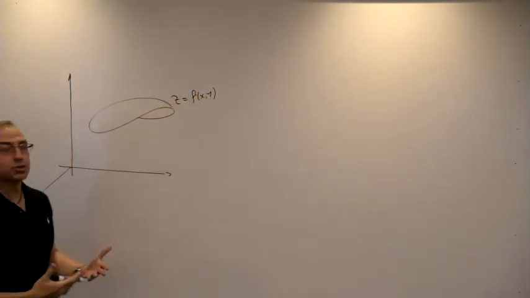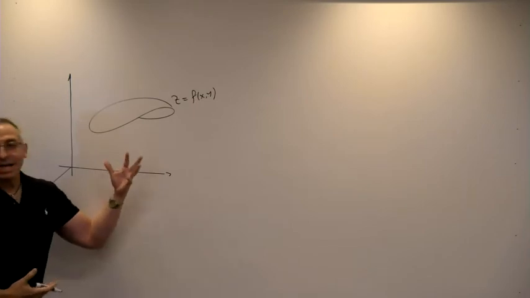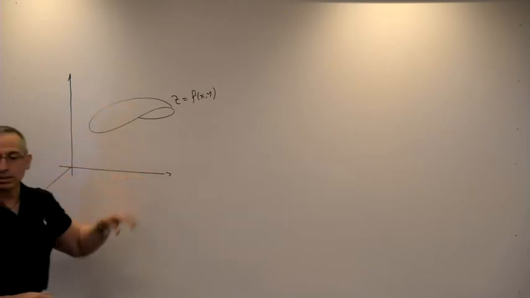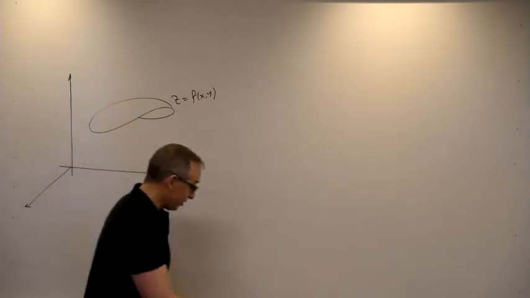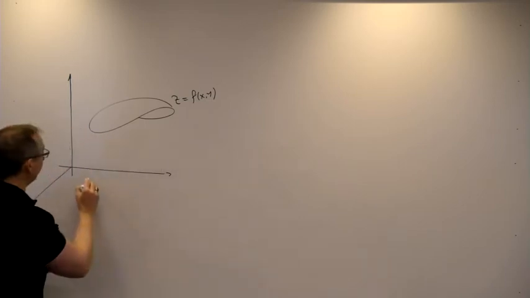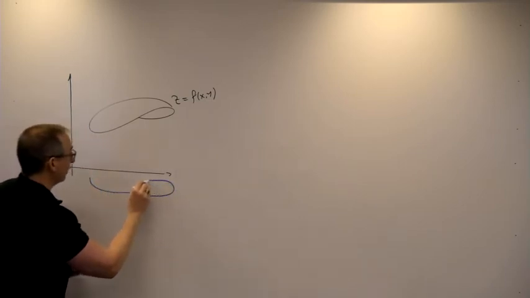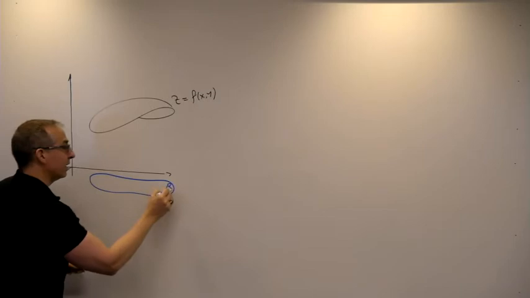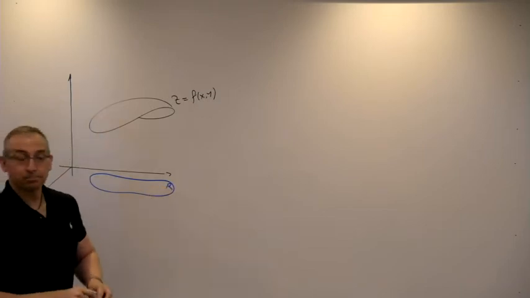Okay, so we have some surface z equals f of x and y, and we'll say it casts a shadow onto the xy plane. Let's say the shadow looks like this. Okay, we'll call that region R.